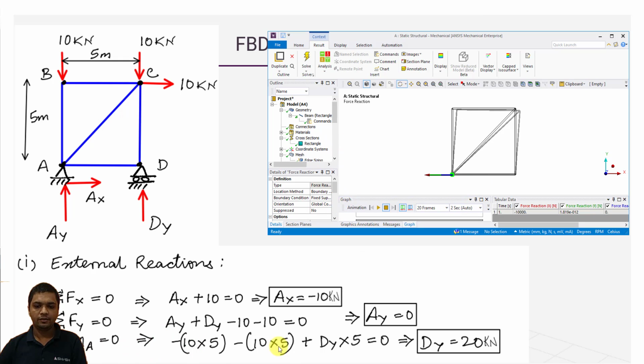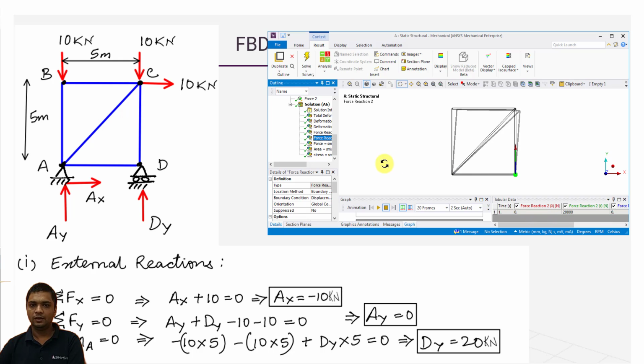At A point, y direction reaction is 0, which is almost equal to 0. We are getting 10 to the power minus 12, correct? At this point, D point, we are getting y direction equals to 20 kilonewton, positive 20 kilonewton. That is matching with our hand calculation results.